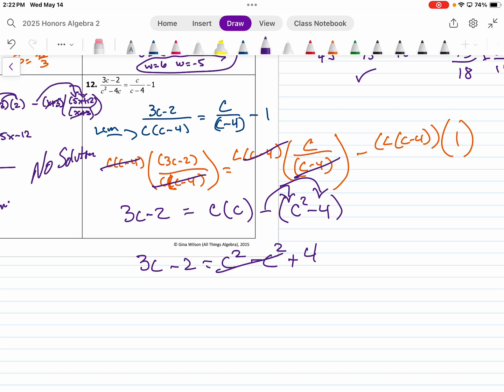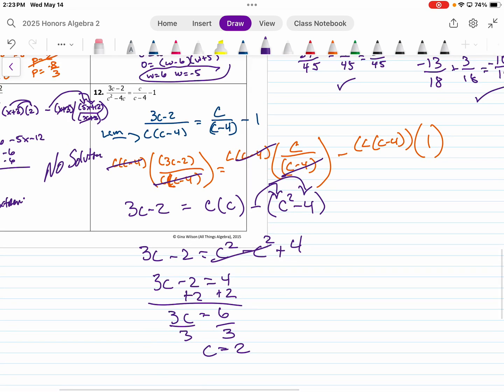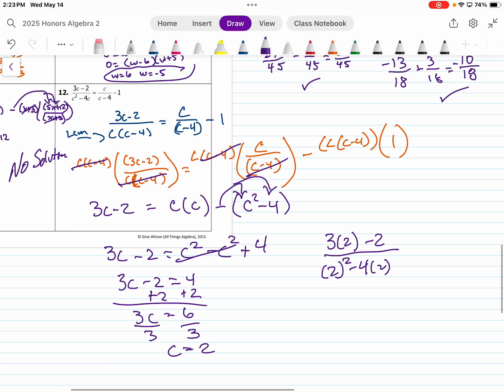C squareds cancel. I'm left with 3c minus 2 equals 4. Add the 2. I get 3c equals 6. Divide by 3. I get c is equal to 2. Okay, that doesn't right away make me divide by 0, so now I do have to check. Is 3 times 2 minus 2 over 2 squared minus 4 times 2 equal to 2 over 2 minus 4 minus 1?